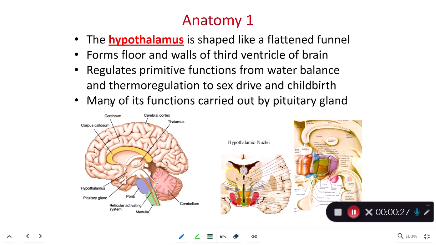As we look at the hypothalamus, hypo meaning below. What's it below? It's below the thalamus. So in our brain, we have the hypothalamus right here, which is directly beneath, or inferior to, the thalamus. It forms the floor and walls of the third ventricle of the brain. So here is a mid-sagittal slice showing our hypothalamus.